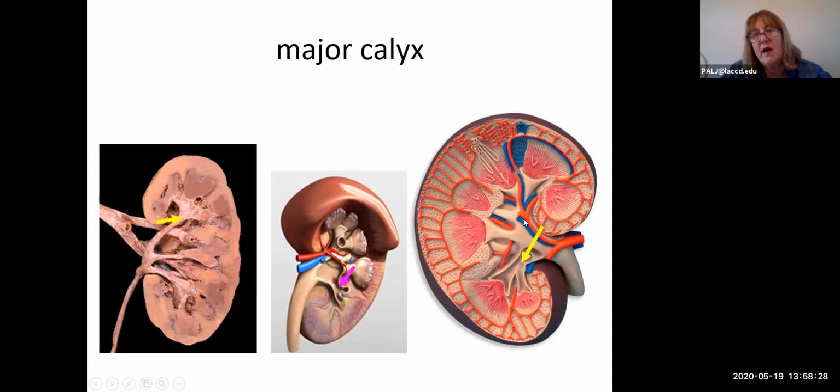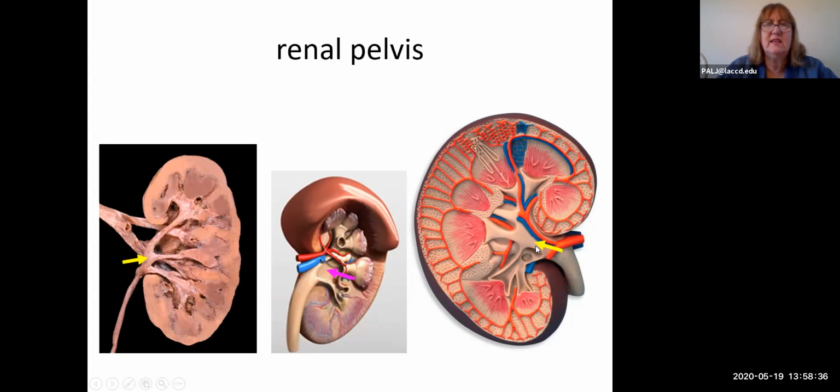And then what's going to happen is all the major calyces are going to dump their urine into a collecting area that is still within the kidney. And this area is known as the renal pelvis. And from the renal pelvis, urine will drain through another as yet unnamed structure in the renal hilum. So that is it for the gross anatomy of the kidney. And I will see you again shortly as we learn about the other three organs of the urinary system.